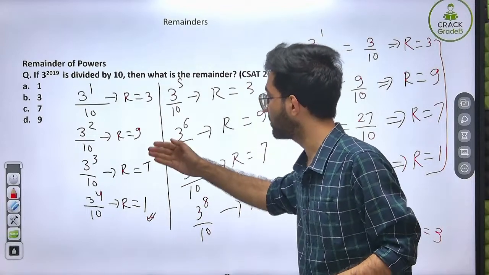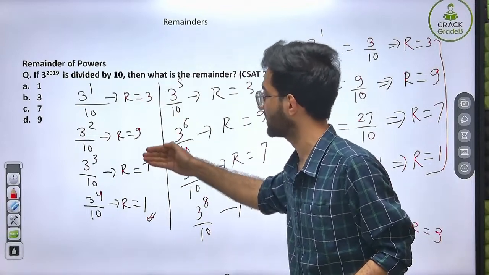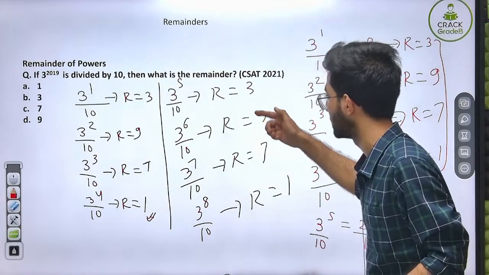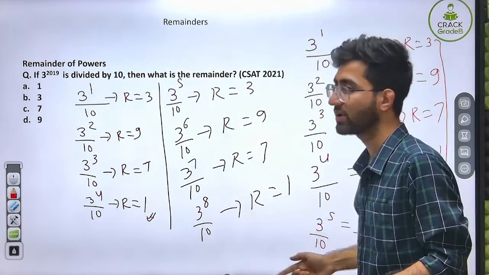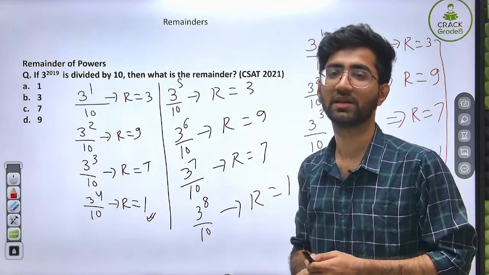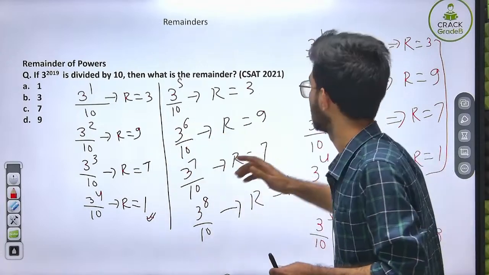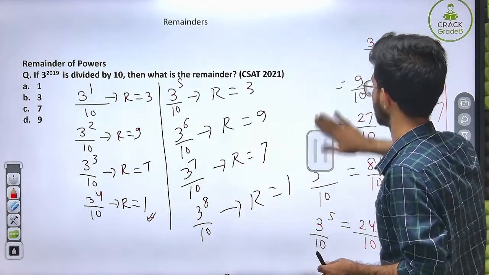So we have found the pattern of remainders: 3, 9, 7, 1, and if you write it further, you will again get remainders 3, 9, 7, 1. Now we will have to look at the questions.